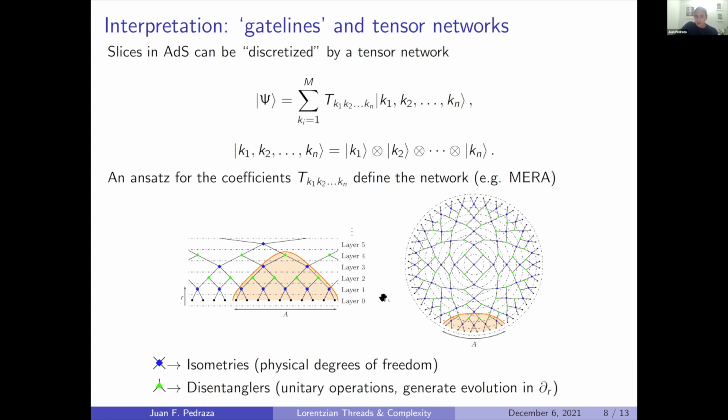So these are physical degrees of freedom, but if we only construct a network with this type of tensors, they are not enough to describe some features of the state. So instead, we need to add a second type of tensors called disentanglers, that are added in intermediate layers. They do not represent physical degrees of freedom, but rather unitary operations that evolve the system at one of the layers to a less entangled state in the next layer. And in the continuous limit, of course, these disentanglers are the ones that implement the evolution in the holographic or radial direction.